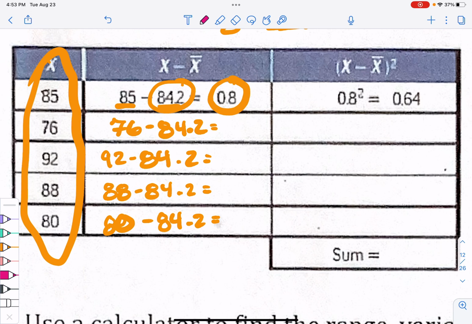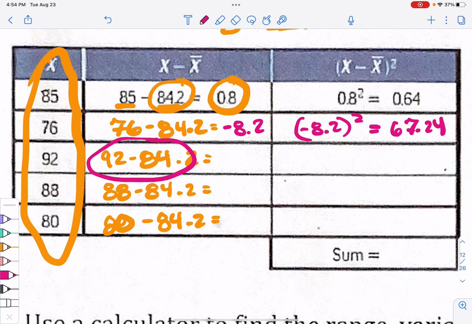Let me get my calculator out. 76 minus 84.2, and that is negative 8.2, and then I'm going to square that. So I take negative 8.2 and I square it, and when you square that, the negative is going to go away. So that's going to be 67.24, okay?